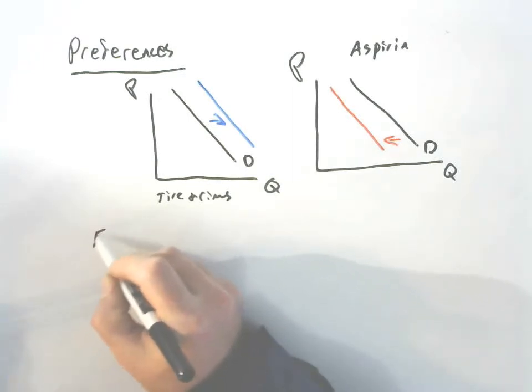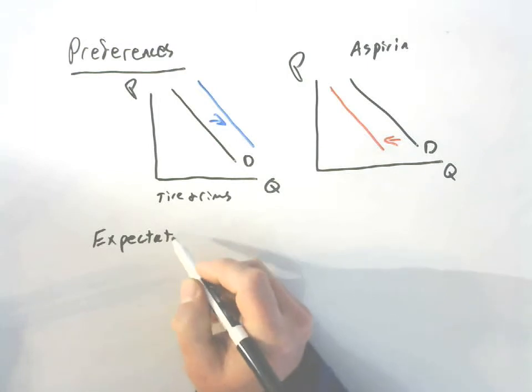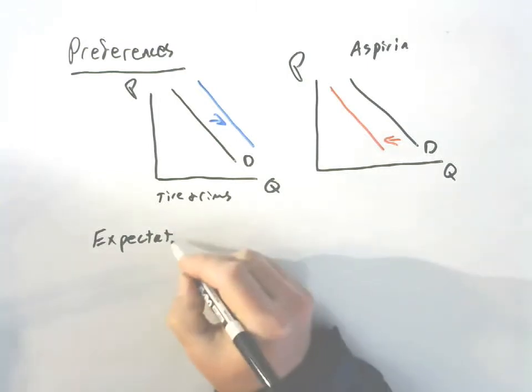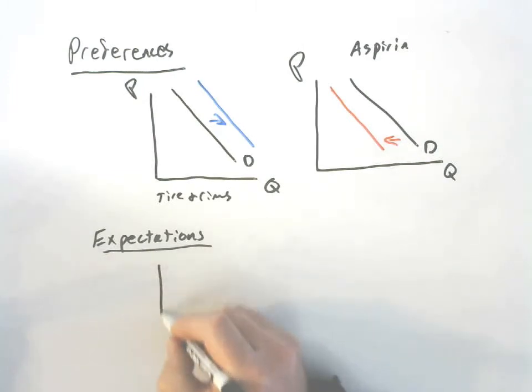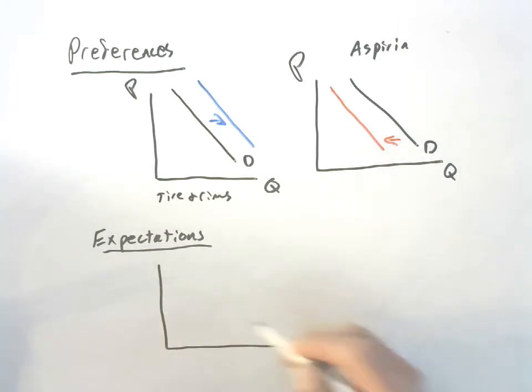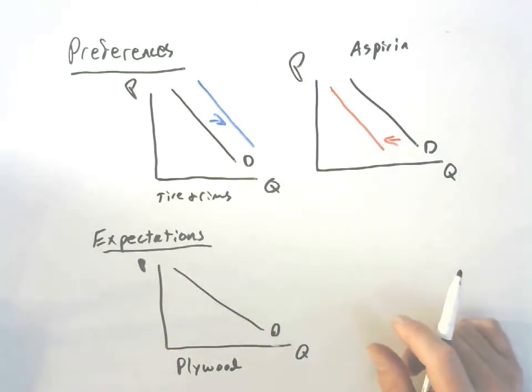What about expectations? Well, expectations is just as easy. Expectations. That's how you spell it. Okay, so assume we have the market demand for plywood on the East Coast of the United States. So this is the market demand for plywood on the East Coast of the United States.